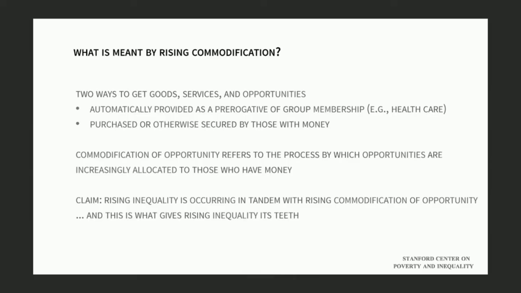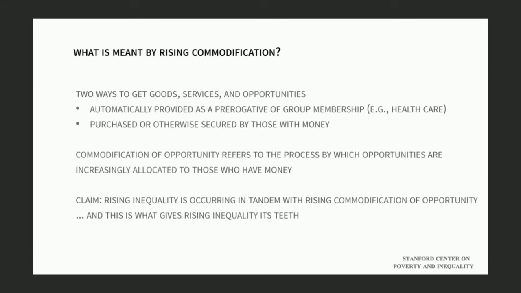There are two ways you can get goods, services, and opportunities. It can be a birthright. You can automatically get them by virtue of being born into a society. You can automatically, say, get health care as a human right by virtue of being born into society. Or you can allocate health care, or any other good, service, or opportunity, by virtue of those who have the capacity to pay for it. So every society has a fundamental decision to make about how goods, services, and opportunities are going to be allocated: universally to everyone as a birthright, or you pay for it.